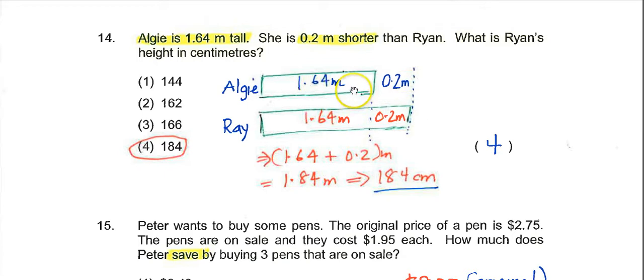And you must note that this part is the same. 1.64, Ray is additional with 0.2 here. The answer they need now is to write the height in centimeters. So what is Ray's height? Ray's height is 1.64 plus 0.2 is 1.84 meters. Convert to cm is 184 cm.